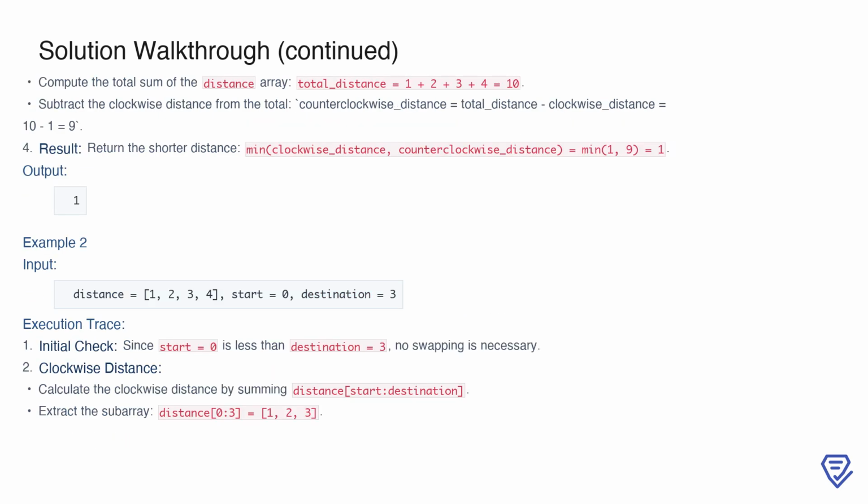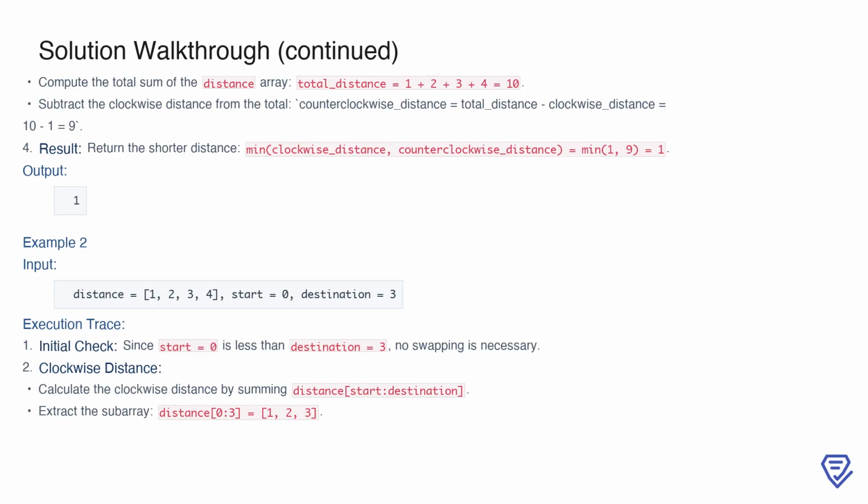The total distance for the circular route is calculated by summing all elements in the distance array, 1 plus 2 plus 3 plus 4 equals 10. To find the counterclockwise distance, we subtract the clockwise distance from this total. Here, counterclockwise_distance equals total_distance minus clockwise_distance, which equals 10 minus 1 equals 9. Finally, the shorter of the two distances is selected as the result. In this case, min(clockwise_distance, counterclockwise_distance) equals min(1, 9) equals 1. Therefore, the output is 1.